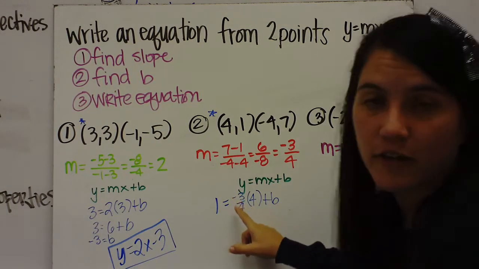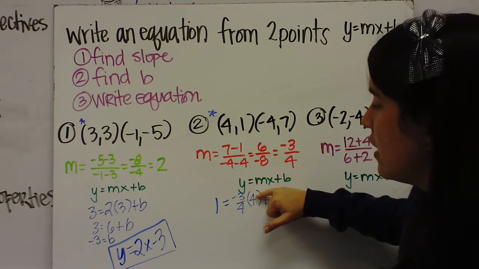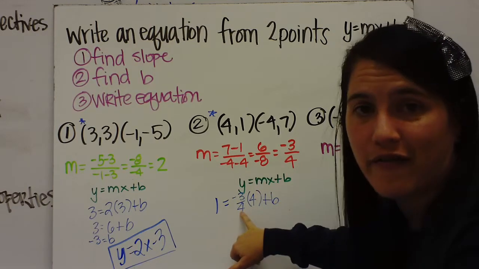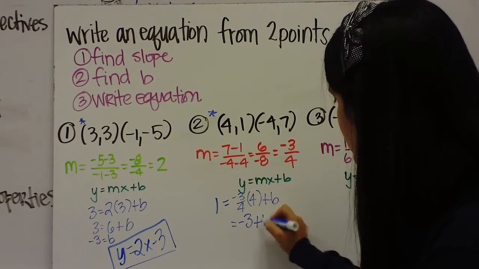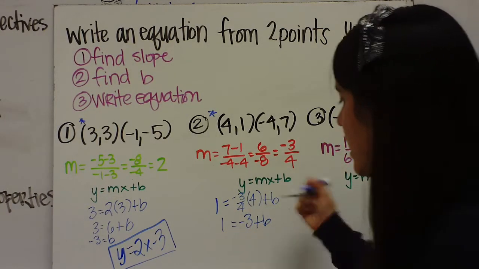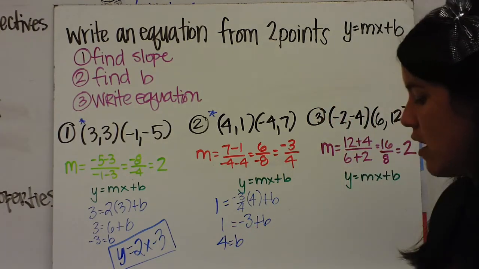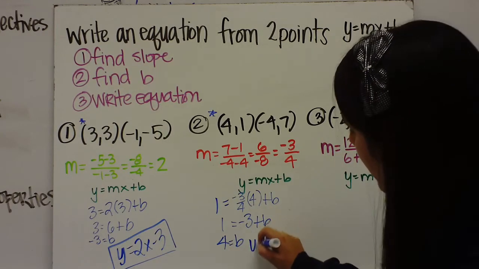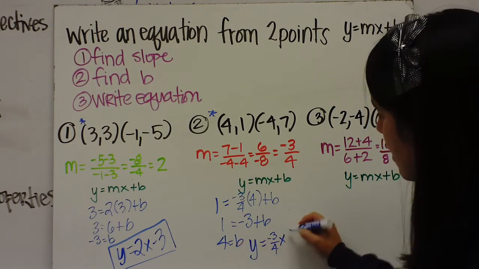To simplify, -3/4 times 4, you multiply the top two numbers. So -3 times 4 is -12, and then -12 divided by 4 is going to be -3. I'm going to add 3 to both sides, and so my b value is 4. Once you have the b value, then we can write it in slope-intercept form. So y equals my slope, which is -3/4, x plus 4.